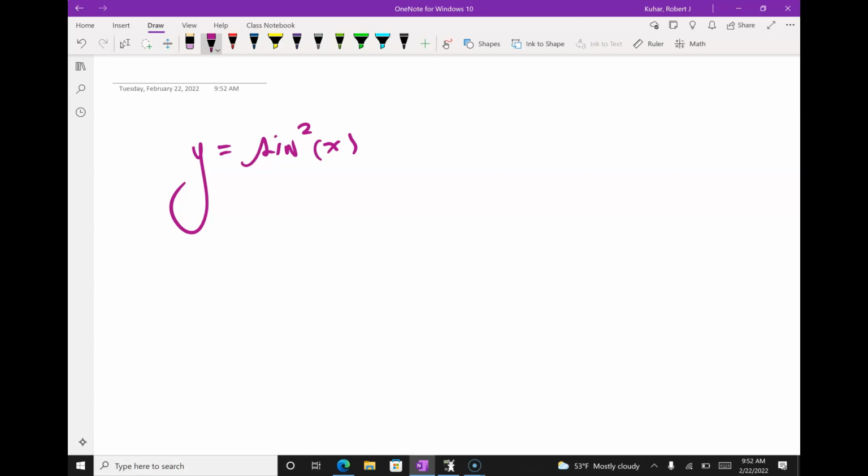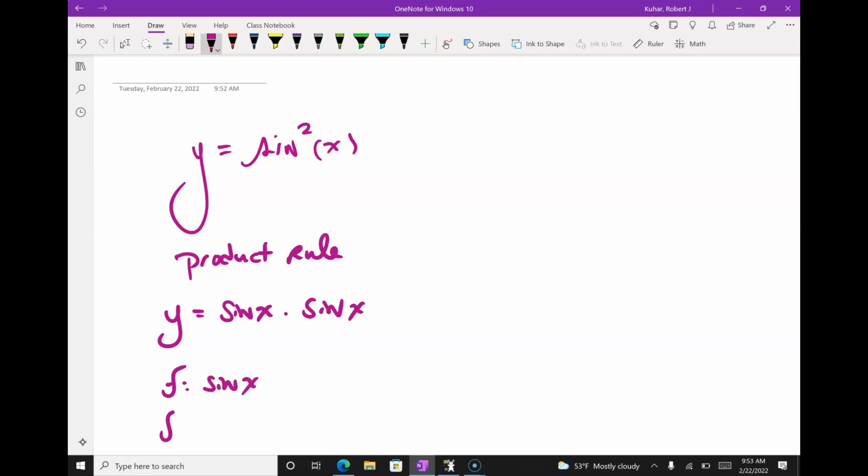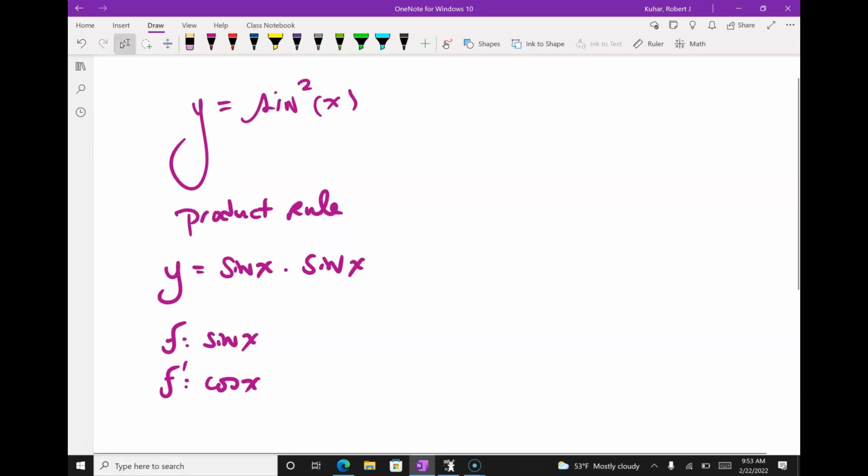So let's do this with the product rule. Do you see it as a product rule? Yeah. As a product rule, I really see y as sine of x times sine of x, right? So my first function is sine of x. Derivative is cos of x. Hopefully you're not copying here, but you're having the same voice that you hear me saying, right? The second function is sine of x. Derivative is cos of x.